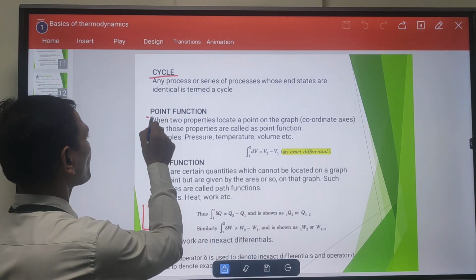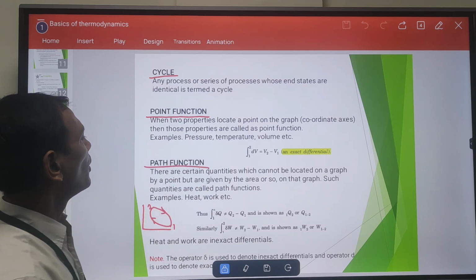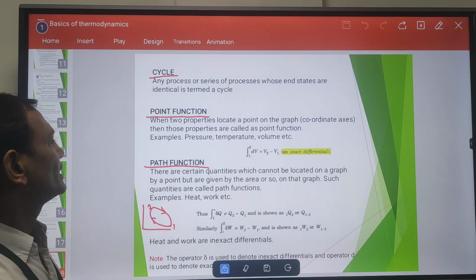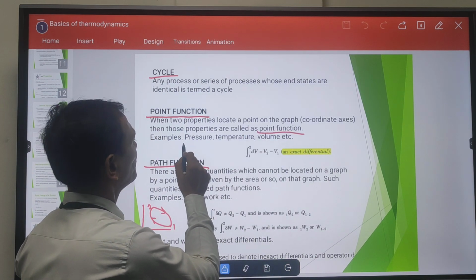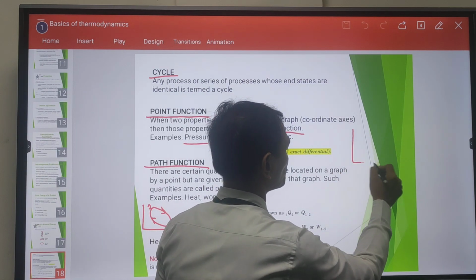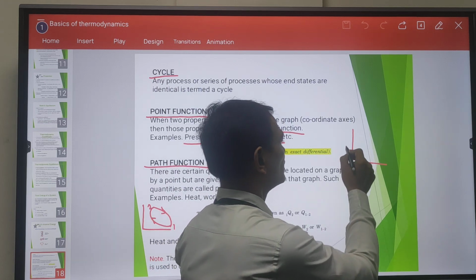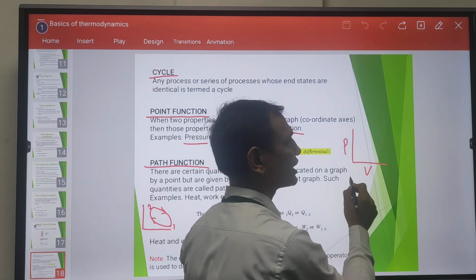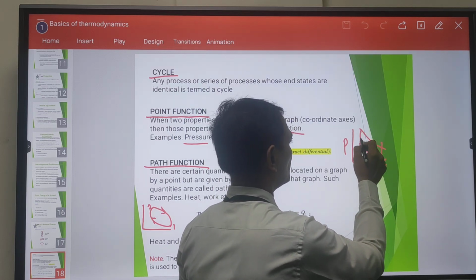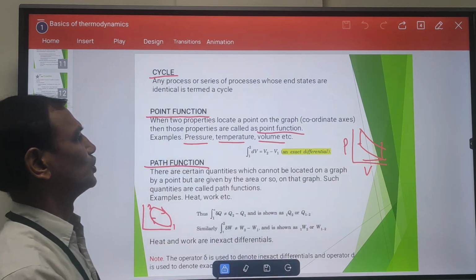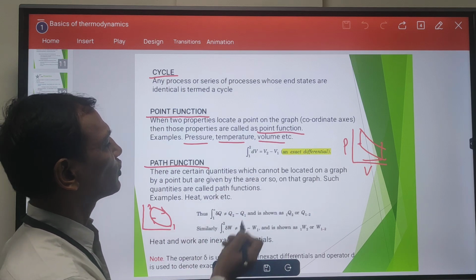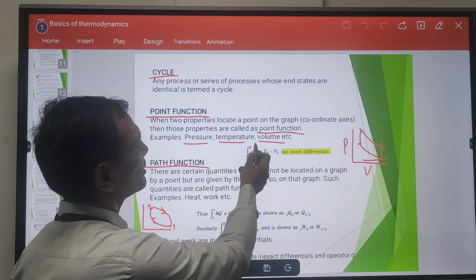Okay, point function. What are point functions and path functions? Point function: when two properties locate a point on a graph or coordinate axis, those properties are called point functions, for example pressure, temperature, and volume. We can show this on a graph. Suppose I have to draw an Otto cycle on a pressure and volume diagram. I can draw the graph of the Otto cycle in a PV diagram on coordinate axes. So this is the pressure, temperature, volume.